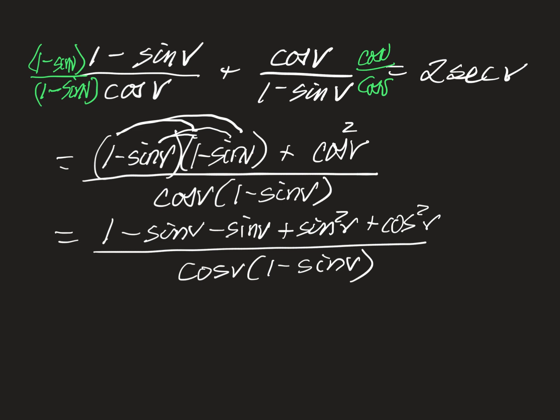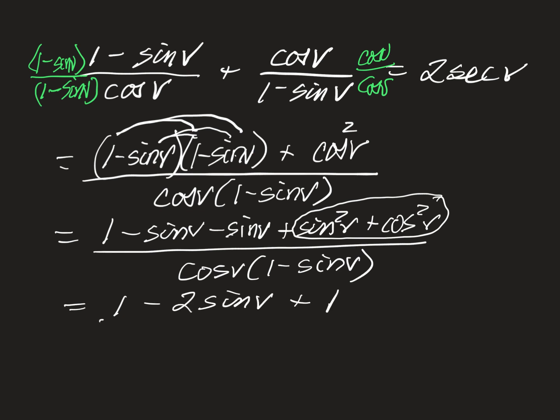Okay? Now, notice I now have a sine squared plus cosine squared. That is 1. And then minus sine v is minus 2 sine v. So what this is equal to is 1 minus 2 sine v plus 1 over cosine v times 1 minus sine v.